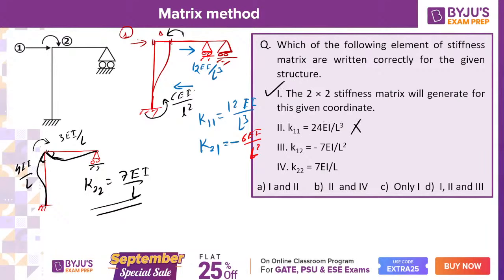K11 is absolutely wrong, it should be 12 EI by L cube. K12 is minus of 7; this is also wrong. It is actually minus of 6 EI by L square. Then K22, yes, it is the correct one, 7 EI by L. So here 1 and 4 are the only correct ones. Option is not given, maybe it is 1 and 4. Right? These are the only correct values here. Did you get that?